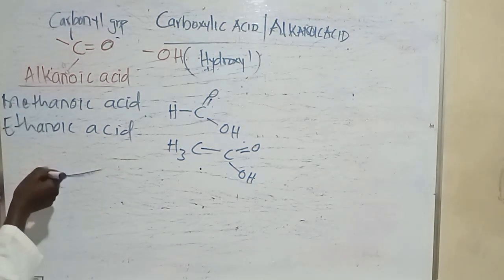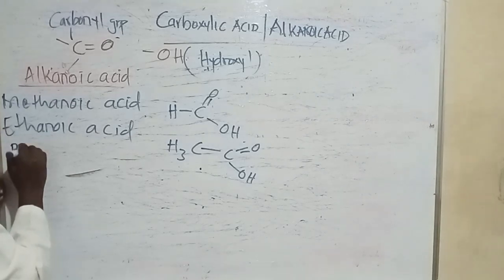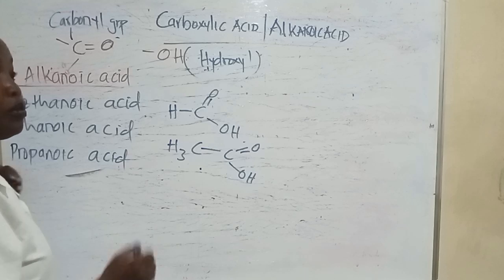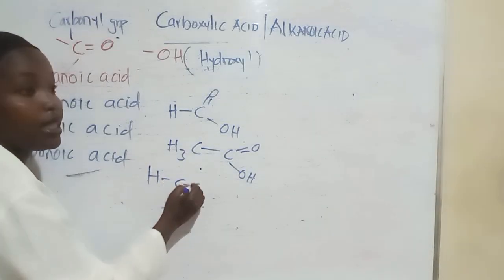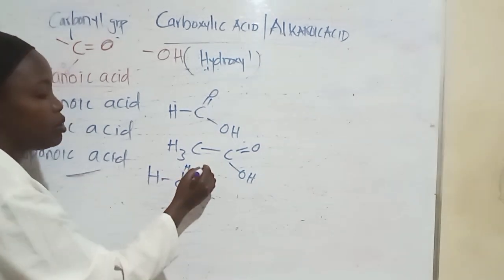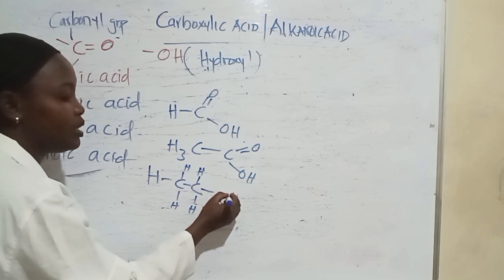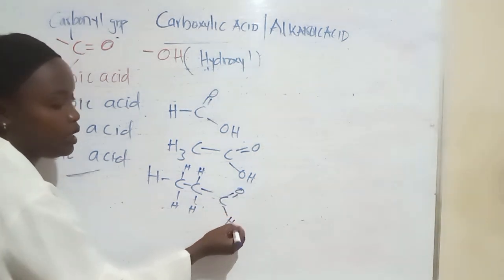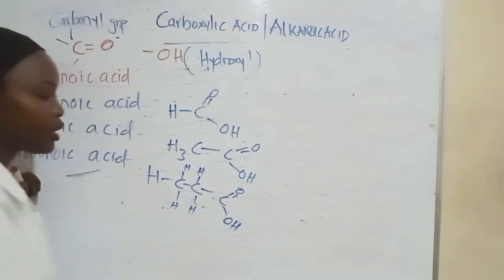We also have propanoic acid. The formula of propanoic acid is going to be what? HCC. Here we have hydrogen, there we have hydrogen, here we also have hydrogen, and then you're going to have your C, double bond, oxygen, and hydrogen there, and a hydroxyl group there.